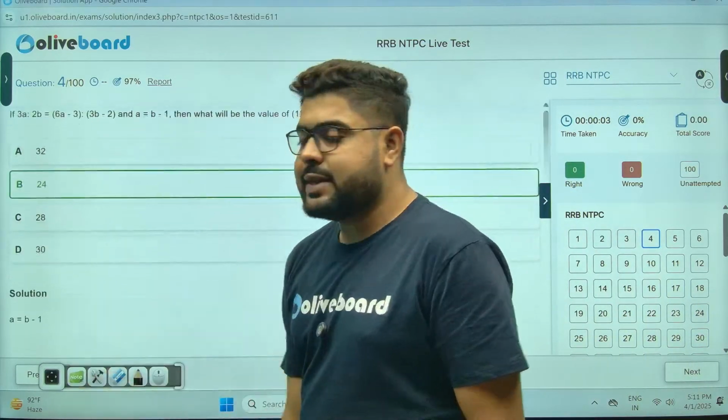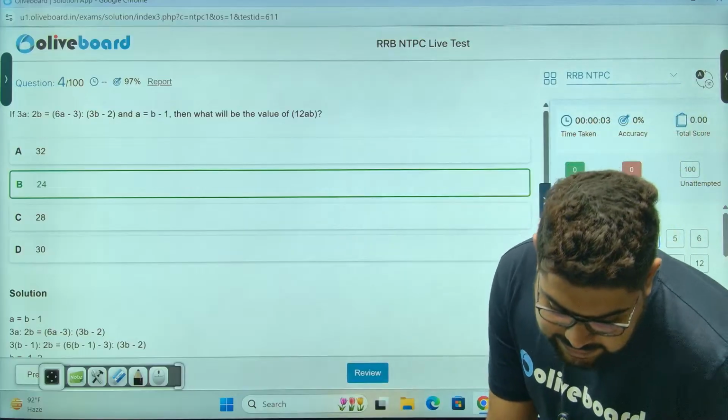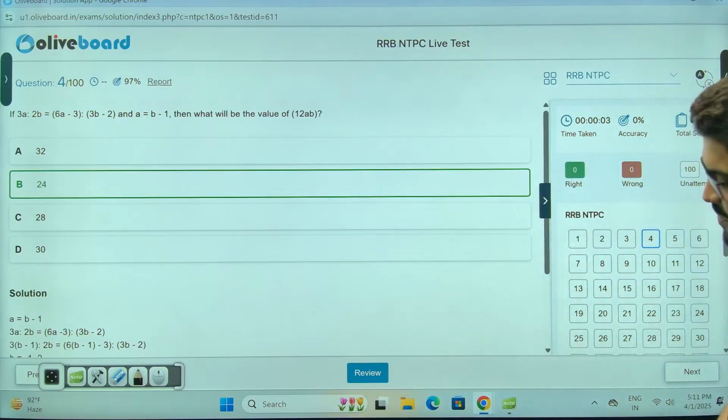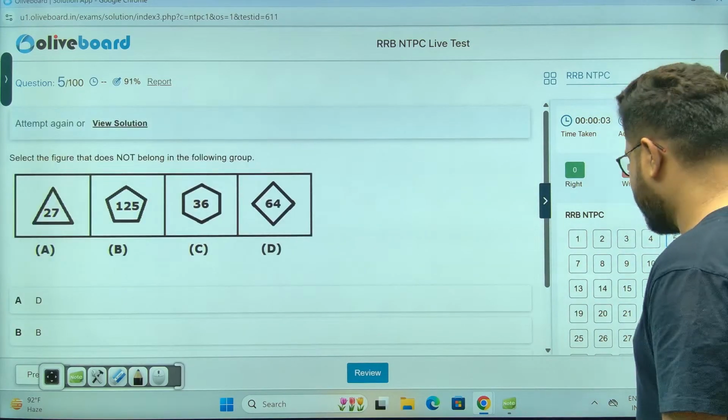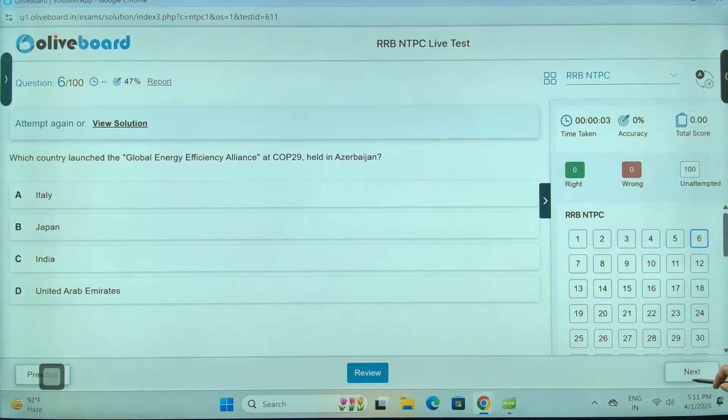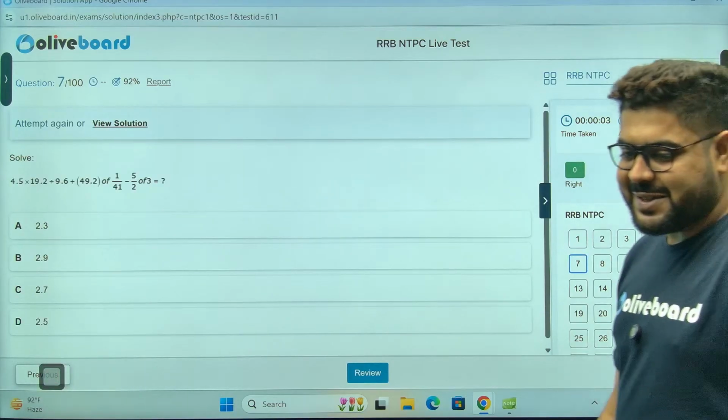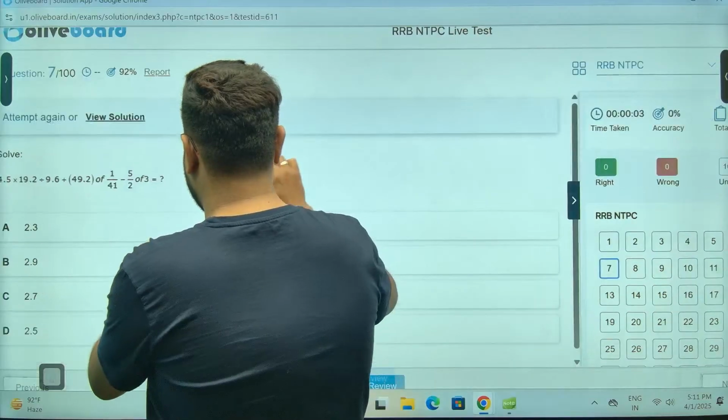Perfect. Very good. You guys have very unique names, that I must give you. You guys have so much imagination.